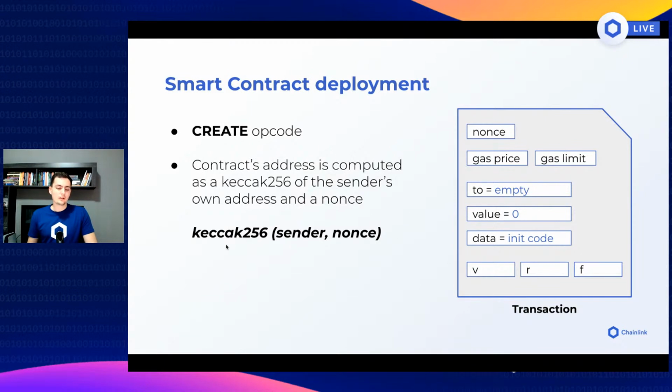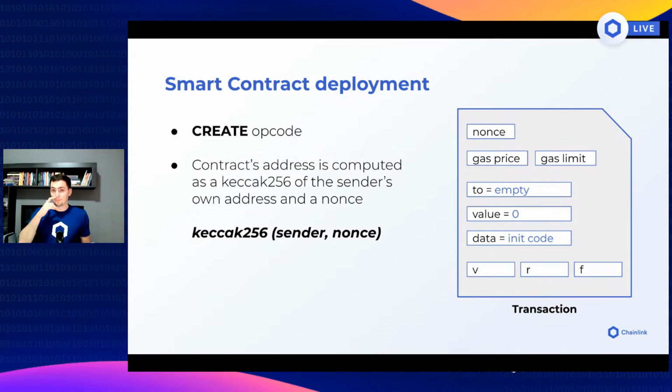And how is the contract address computed? It's a keccak of the sender address and nonce, and that's it. Keccak is a standard hash function in Ethereum. It takes the sender address and nonce, whatever nonce this is, combines them, hashes them, and you have your smart contract address.